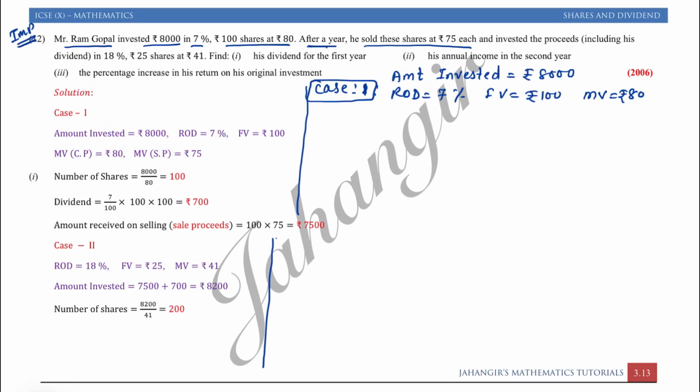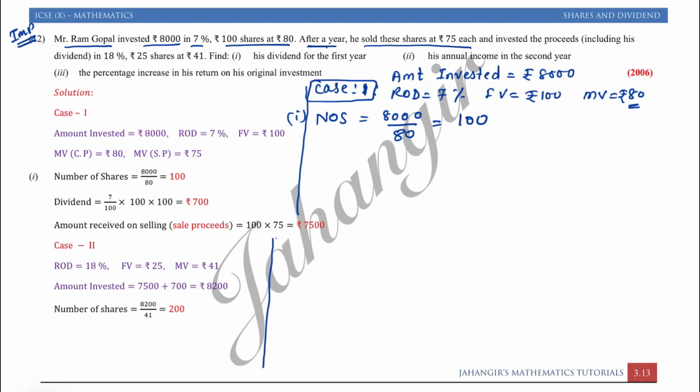So the dividend for the first year will be, in the first case, first part, we have to find the number of shares. How many shares Mr. Ram Gopal bought? He had invested rupees 8,000 and the market value while buying was rupees 80 for each share. So 8,000 upon 80 is 100. So Mr. Ram Gopal bought 100 shares at a rate of rupees 80.